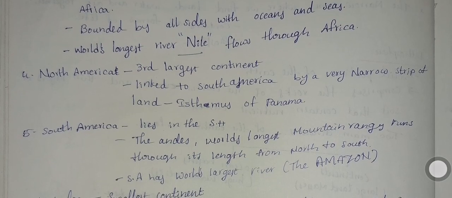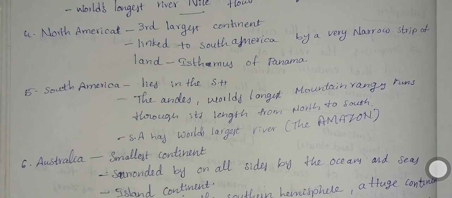Now come to South America. South America lies in the southern hemisphere. Here we have the Andes Mountains, which are the longest mountain range on the earth. It passes throughout South America from north to south. It also has the world's largest river, that is the Amazon. The world's longest river is the Nile, and the largest river is the Amazon.